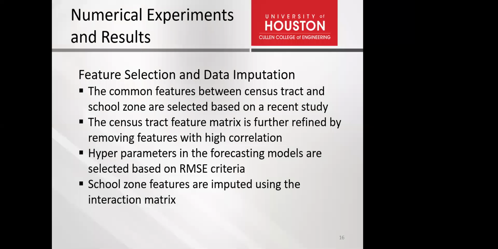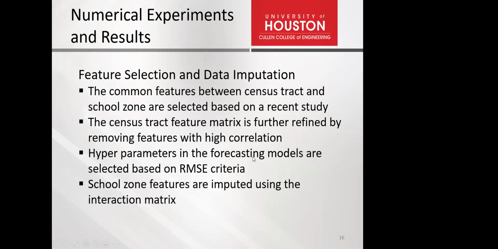our association matrix X. Secondly, we defined there are 43 different features that we selected based on literature review that are closely related to the vaccination demand. So we further refine these features by removing some of the features that have high correlation with each other.